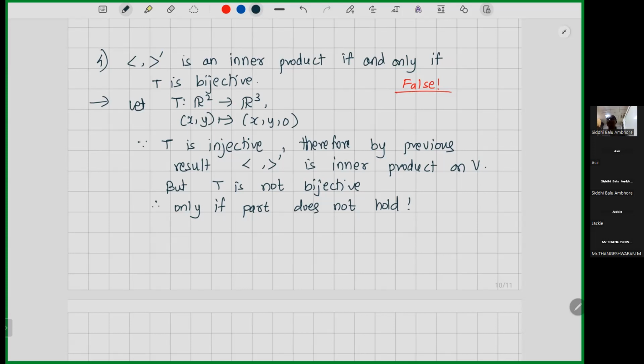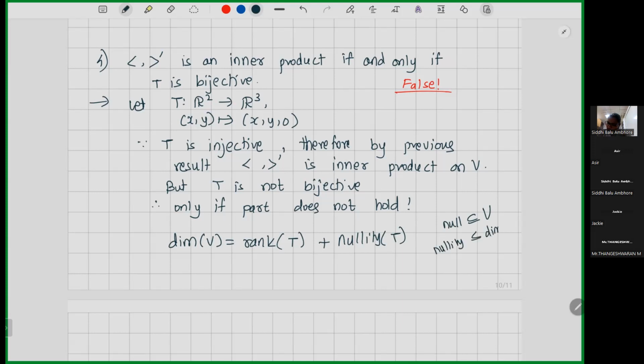Any map you define from R2 to R3, the dimension of the range will be 2 or less than 2. That is for sure. That follows from the rank-nullity theorem, because the dimension of V is equal to rank of T plus nullity, right? So nullity could be anything. Nullity is the dimension of the null space, which is inside V.